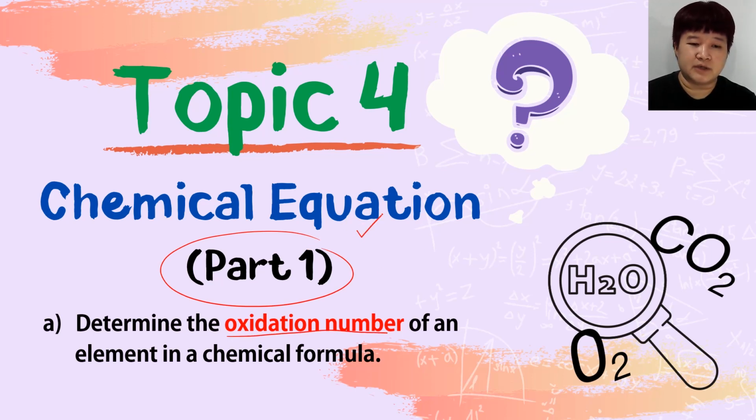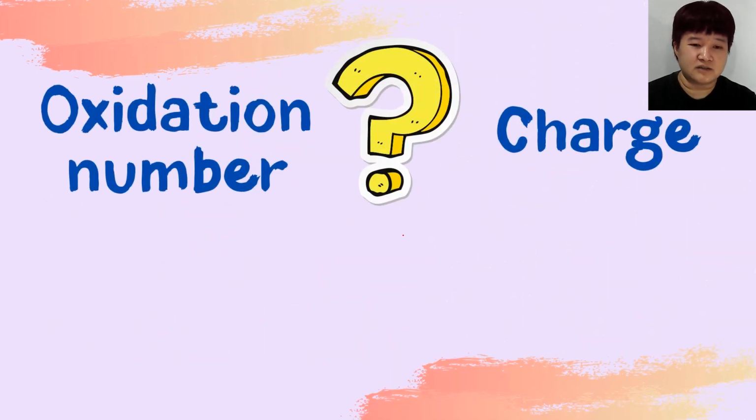Before we go into the chemical equation, we need to know what the oxidation number is, and whether the oxidation number increases or decreases. Oxidation number and charge: what is the main difference between oxidation number and charge?